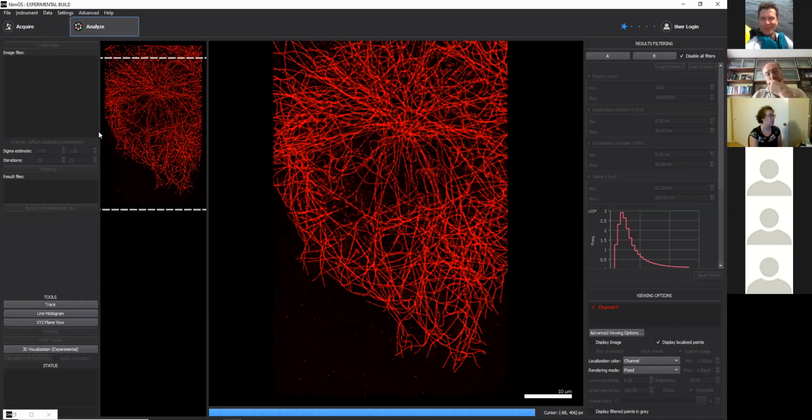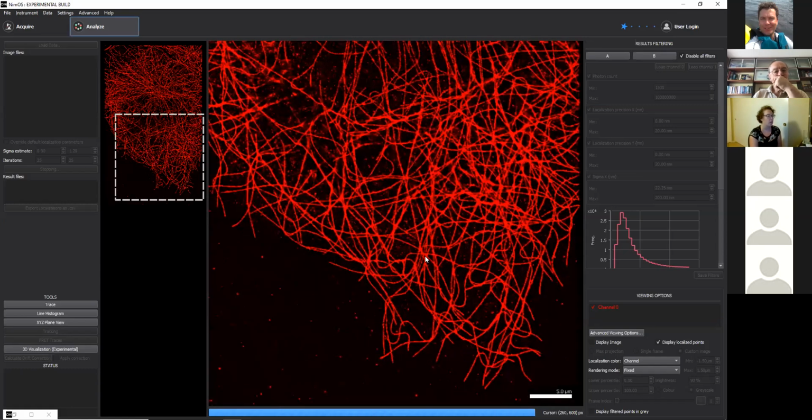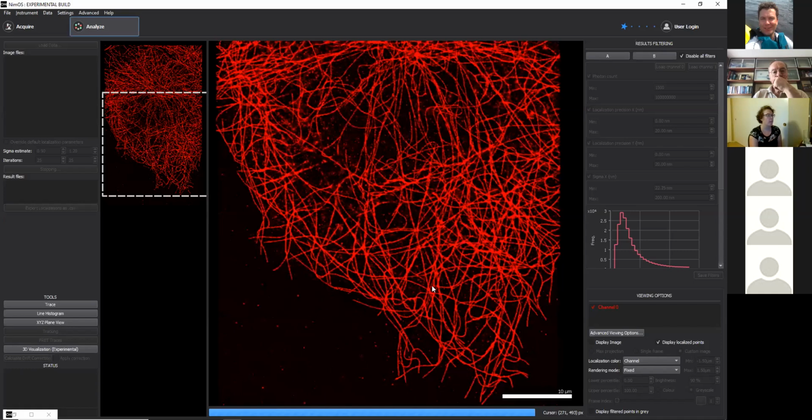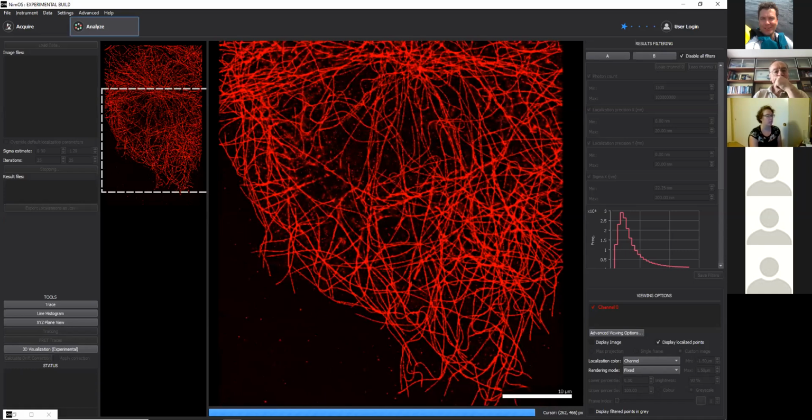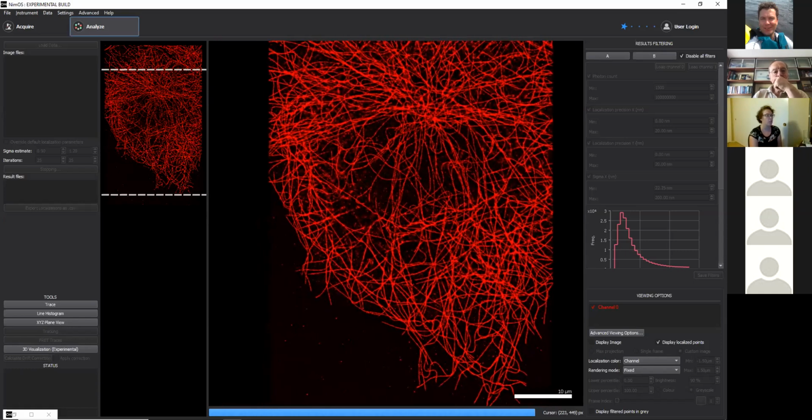So what I'm going to do now is basically show you a little bit of the analysis software. So with this kind of imaging, basically we want to make sure that all of those blinking spots, all of those localizations have a really high precision. And the way that we can do that is actually apply a set of filters to make sure that we are getting the highest resolution image possible.